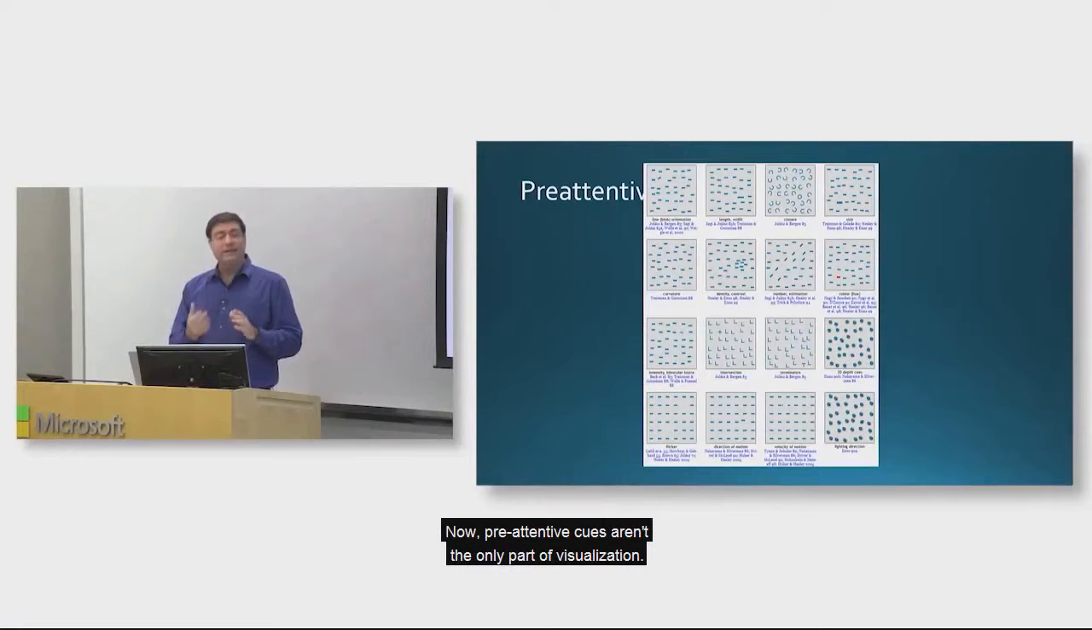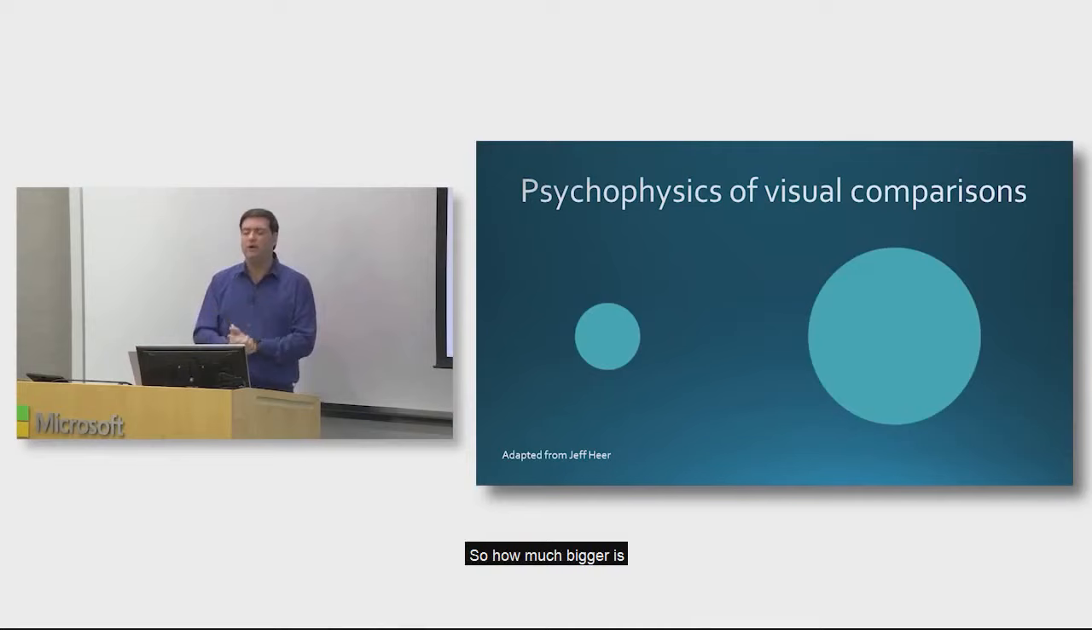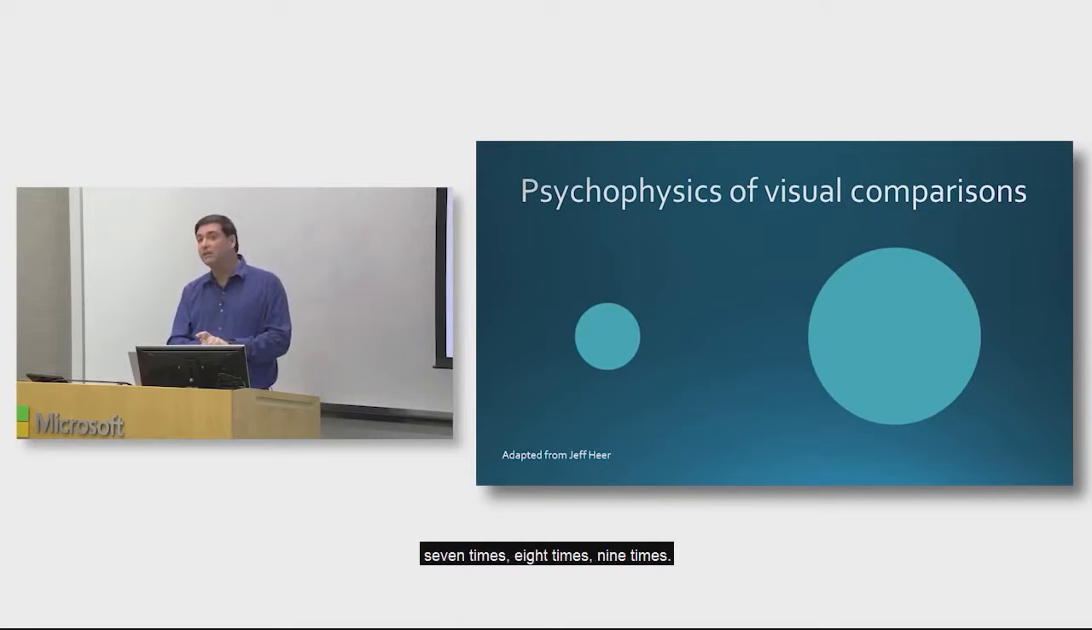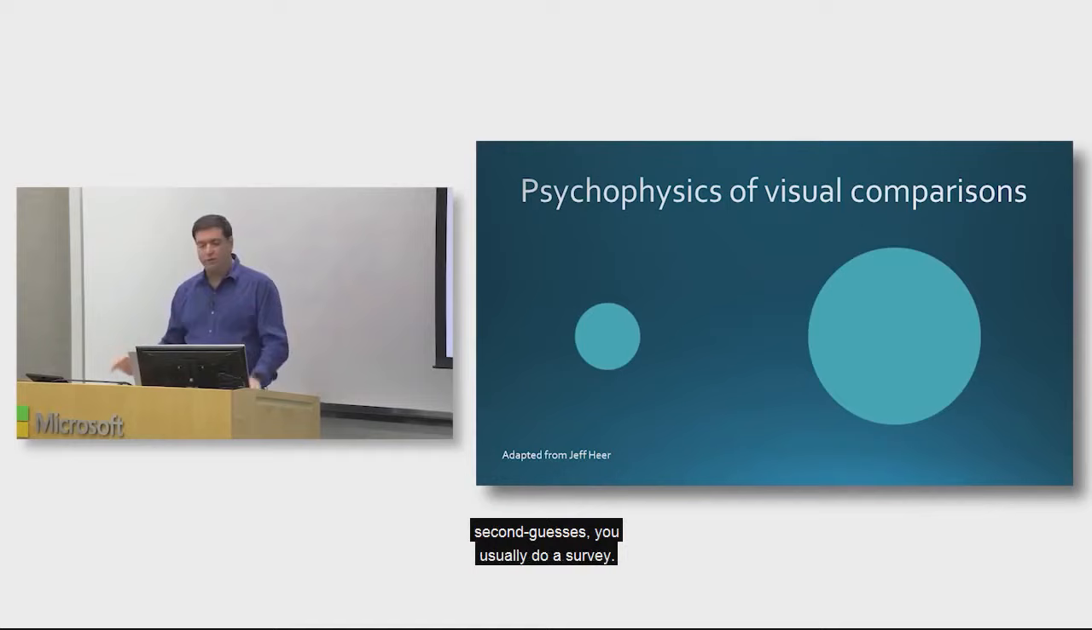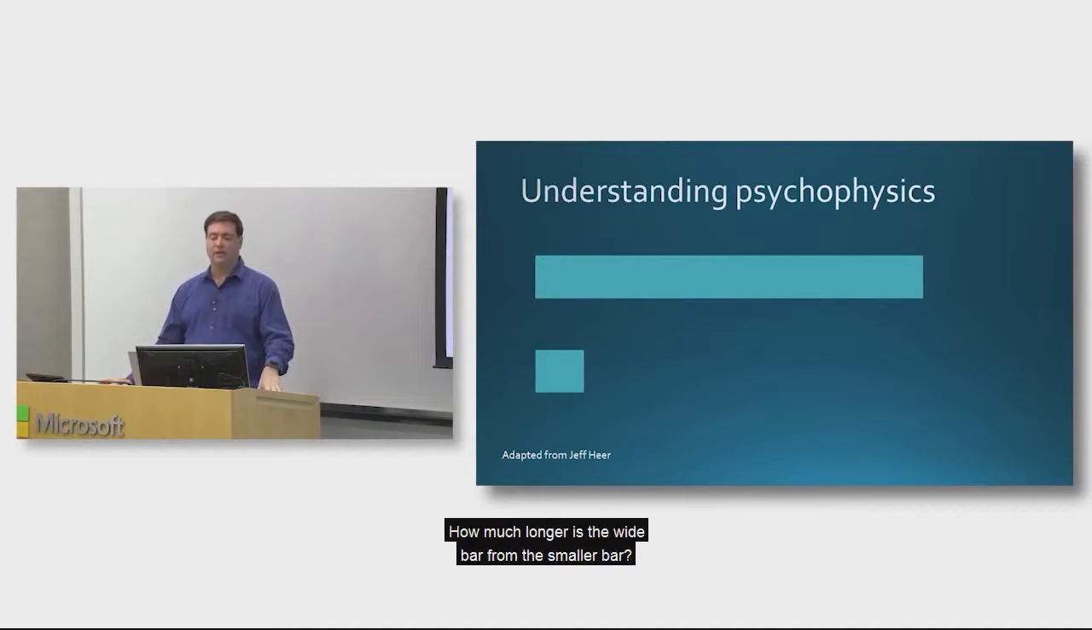Now, pre-attentive cues aren't the only part of visualization. Another really important part is how well we measure comparisons. So how much bigger is that right circle than the left circle? Any guesses? Is it 5 times, 6 times, 7 times, 8 times, 9 times? It's really hard to tell. So we can take guesses; you usually do a survey. Now, how about this? How much longer is the wide bar than the smaller bar? Turns out those were exactly the same, and it was 7 times.